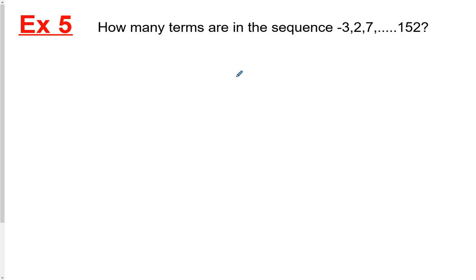So I can just look at it and I can see, it looks like it's going up by 5 each time because it's starting at -3 and then it goes up to 2 and then up to 7. Looks like it's increasing by 5 each time. But let's be careful. Let's do this the right way.